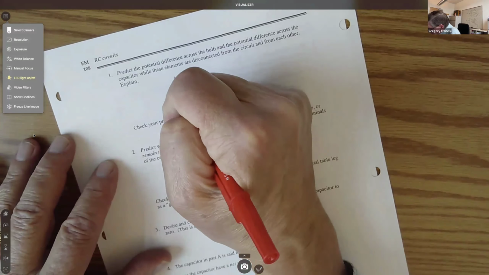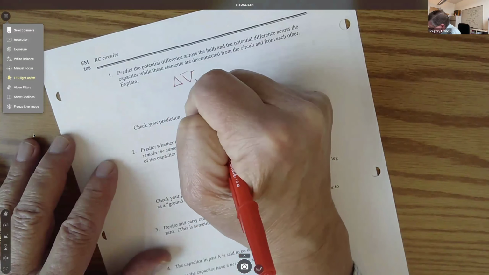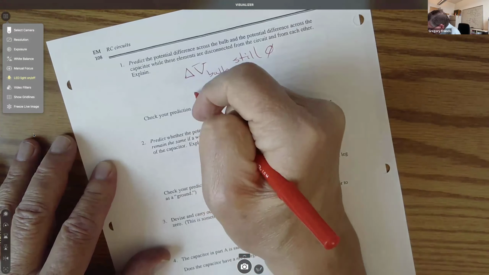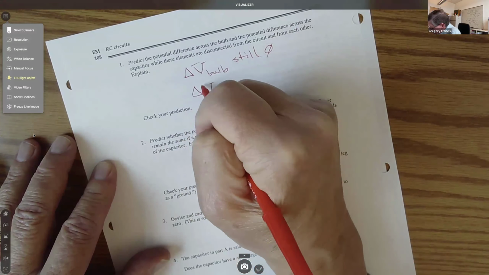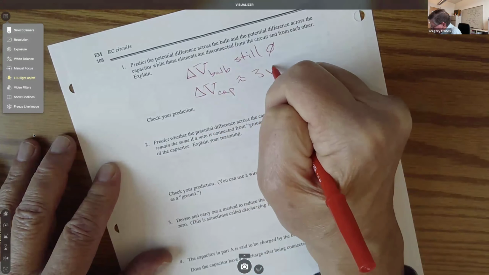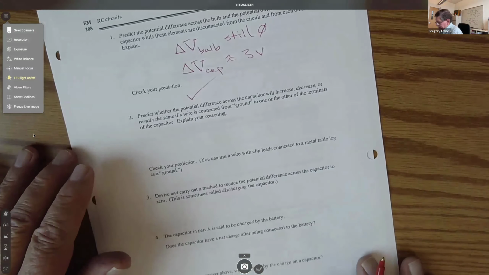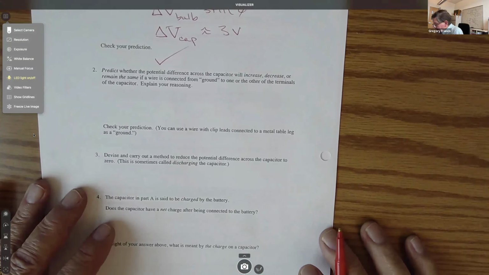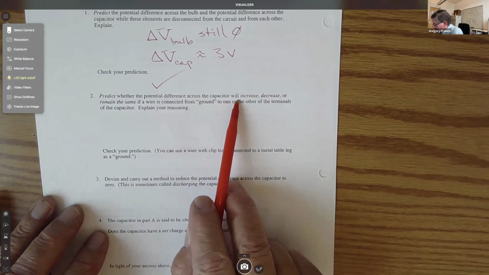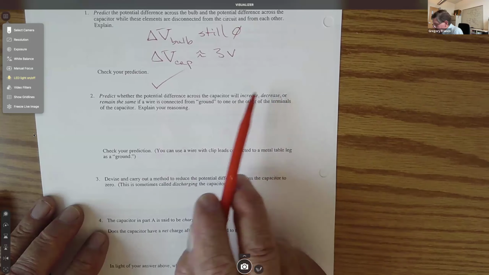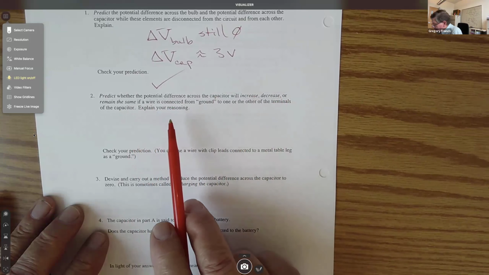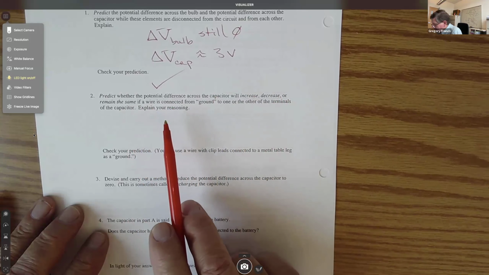We predict that the voltage difference across the bulb is still 0, and the voltage across the capacitor is still around 3 volts. And we checked our prediction. Now, predict whether the voltage difference across the capacitor will increase, decrease, or remain the same if a wire is connected from ground to one or the other of the terminals of the capacitor.